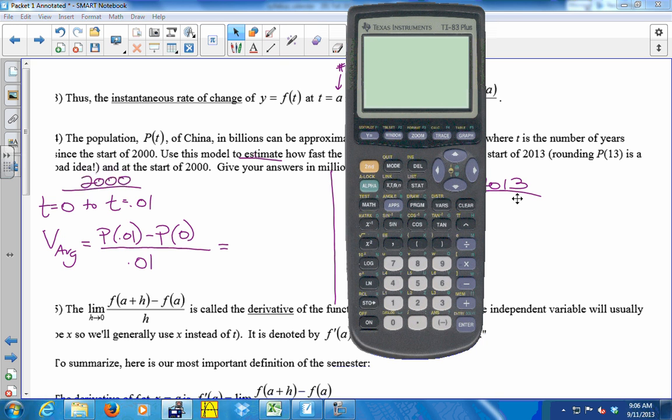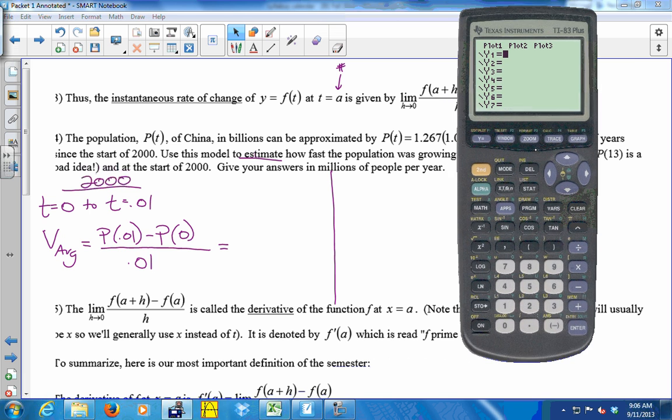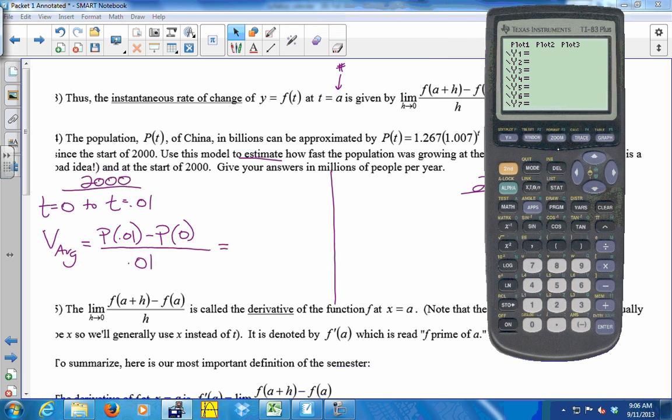So I'm going to go to my y equals and type in the function for the growth function. Here we have 1.267 times 1.007 to the t. I don't have a t, I'll use an x. All right, so now I want to evaluate this expression. I can do this whole thing in my home screen in one calculation rather than having to evaluate each of them, subtract, copy down all the decimal places. All right, so I'm going to go back to my home screen.